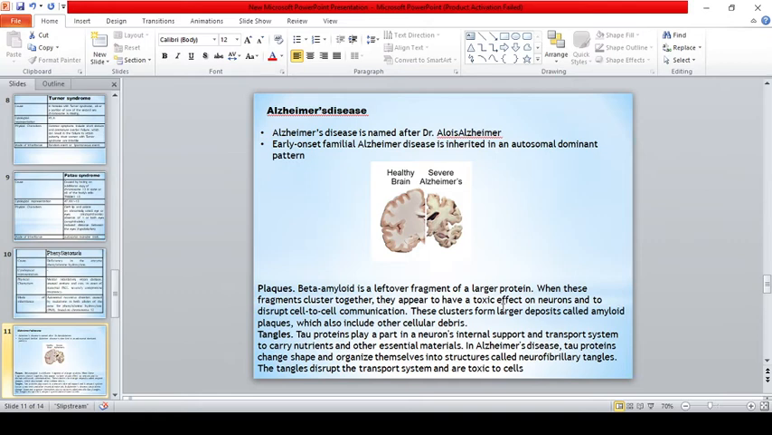Tangles are most commonly called tau protein, which was recently asked in DBT BET and CSIR NET. It is involved in internal support to neurons and the transport system that carries nutrients and essential materials. In Alzheimer's disease, tau protein changes shape and organizes itself into a structure called neurofibrillary tangles. This tangle disrupts the transport system and is very toxic to the cell.